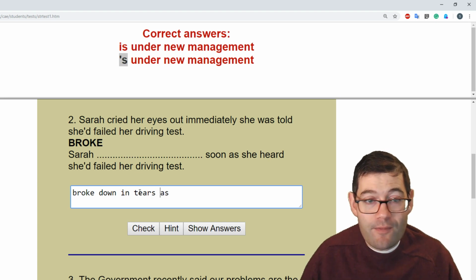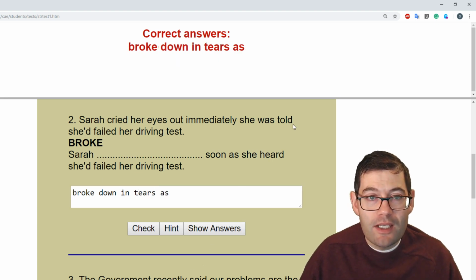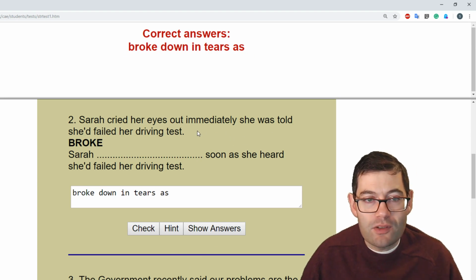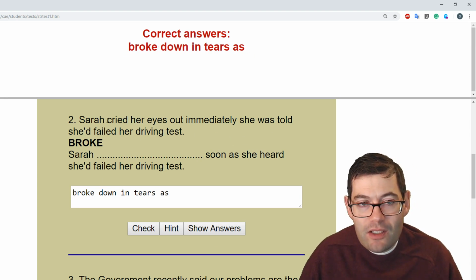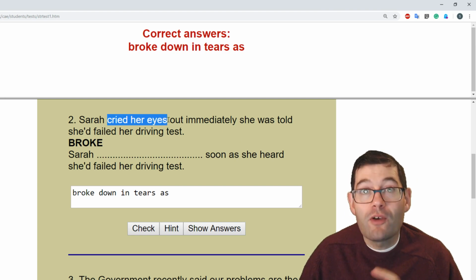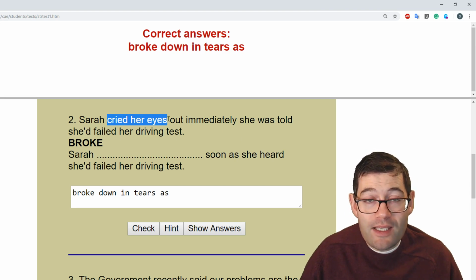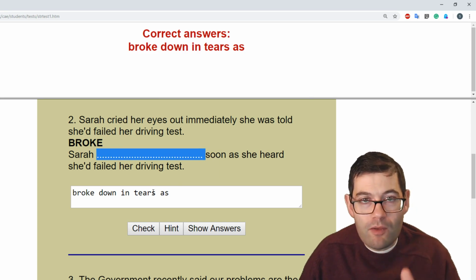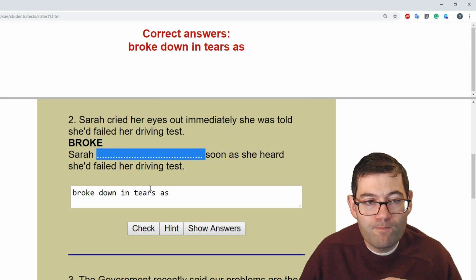in tears. And if we have a look at our answer, she broke down in tears as soon as she heard... So we need to cover all of the information that is missing in the gap for our question. If we don't cover all of the information, we risk losing some points.